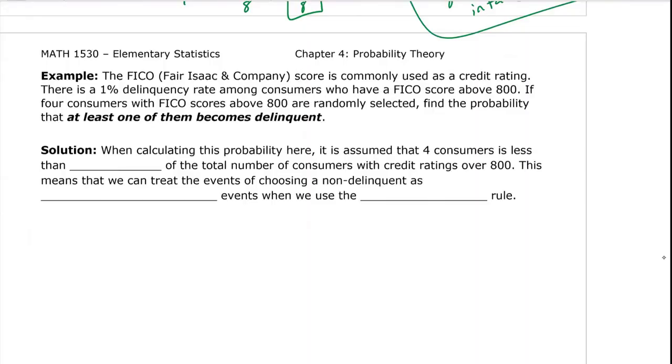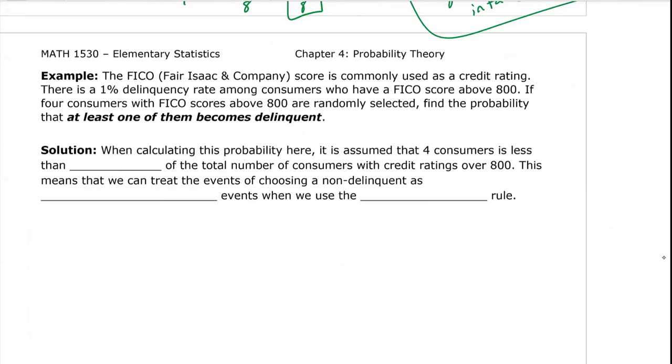Okay, this problem right here says the FICO score is commonly used as a credit rating. There is a 1% delinquency rate among consumers who have a FICO score above 800. So the 800 really isn't that important. It's just telling you what people they're selecting. They're selecting people who have credit scores over 800. It says if 4 consumers, and that is important, we are picking 4 people, are selected with that credit score, find the probability that at least one of them is delinquent.